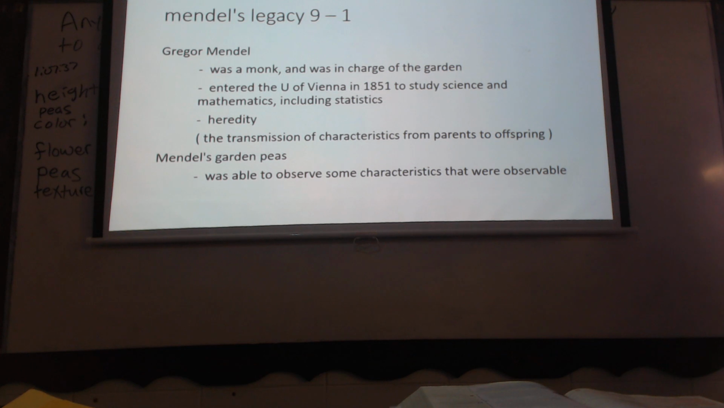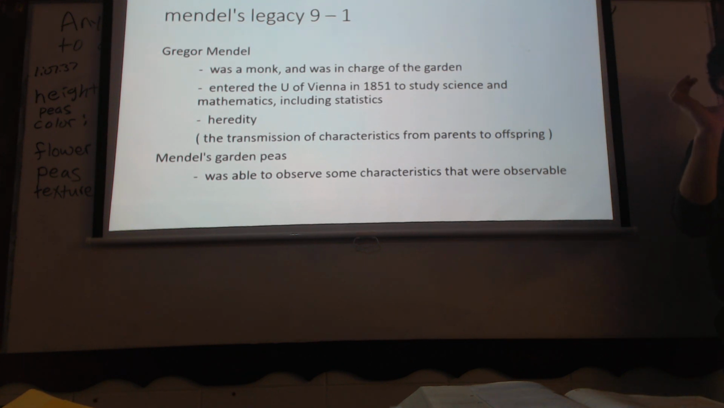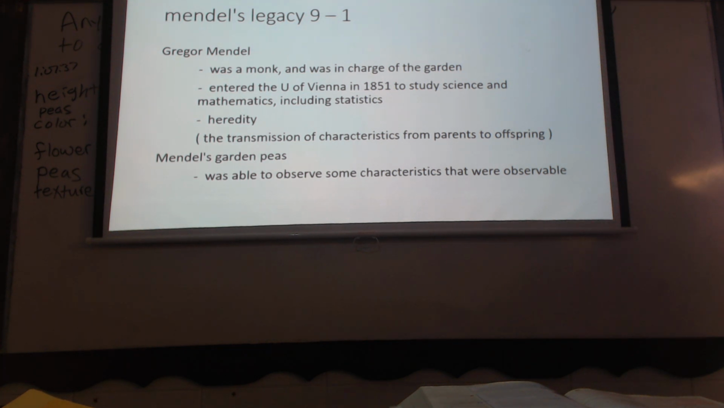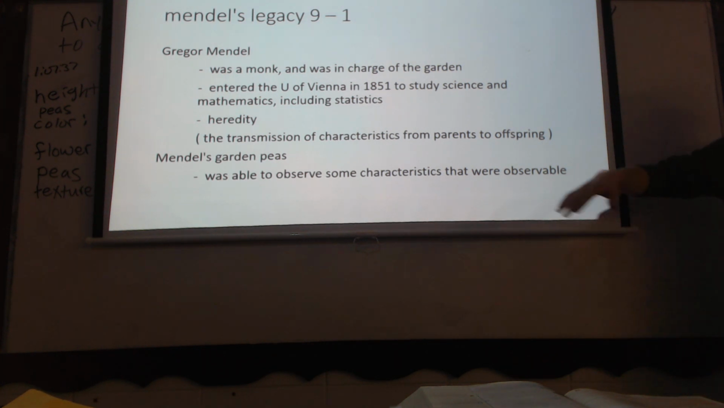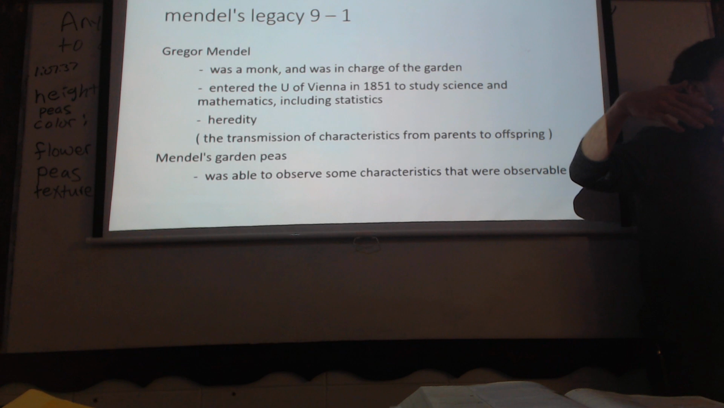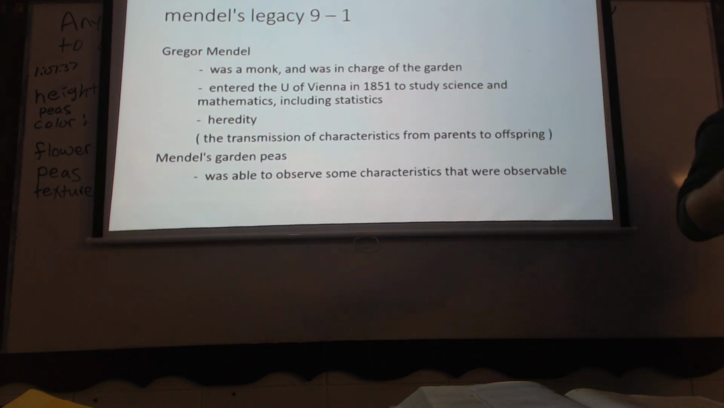Up here, guys. So he had two parents that had yellow, wrinkly peas. But when he bred the two pea plants together, sometimes there were green, wrinkly peas. Sometimes there were green, smooth peas. Sometimes there were yellow, smooth peas. And sometimes there were still yellow, wrinkly peas. The important thing, statistics. He wondered why that might take place.